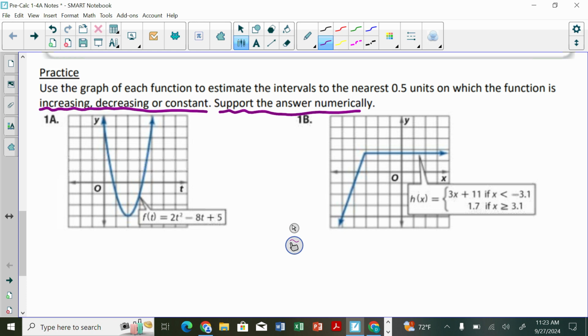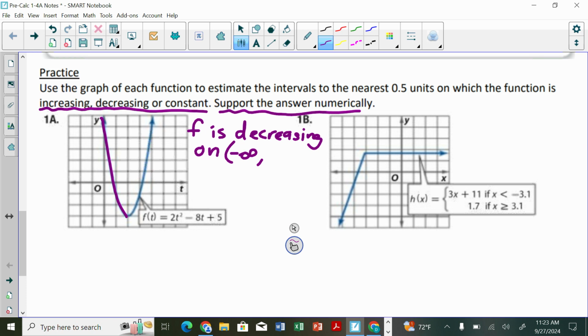With some tables. So first, let's take a look at our graph here. We can look and see that it's decreasing from here all the way down to this point here. So when we see that, we can say that f is decreasing on that interval, which is basically from negative infinity to the left all the way to this point here.